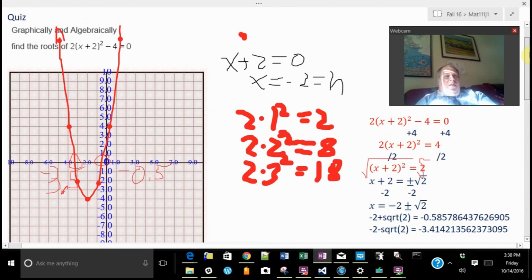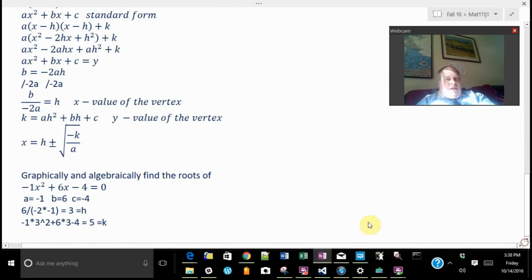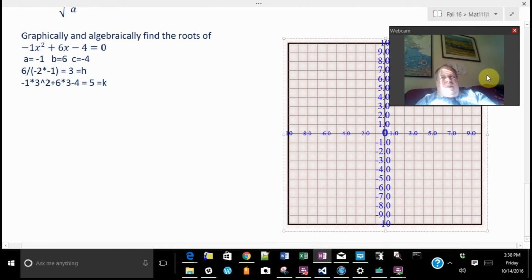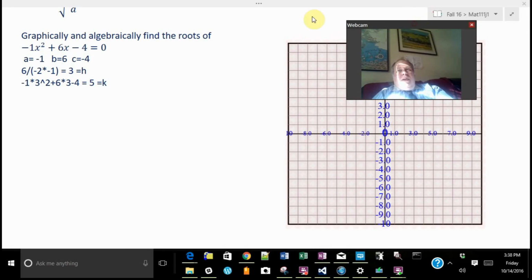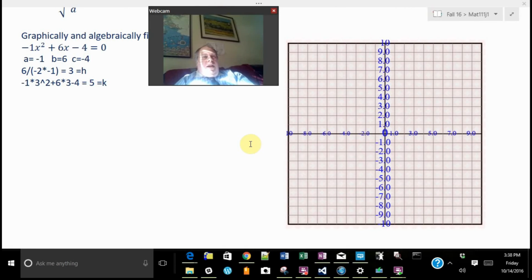Okay, so if I want to solve it graphically, all I have to do is grab a piece of graph paper. Here's one. So drop that piece of graph paper right over here. And I'm going to see that this is a -1 x squared quadratic whose vertex is 3, 5.